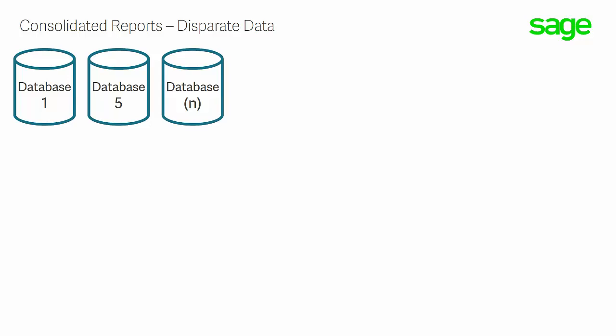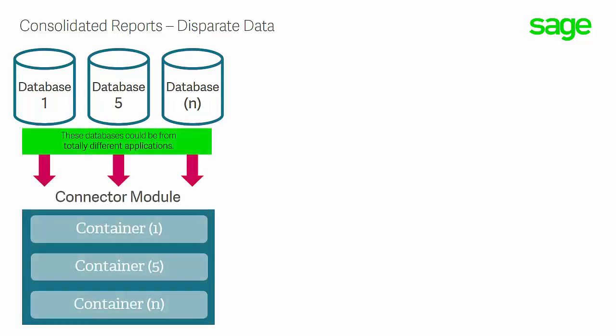Okay, so I'm running a Sage CRM system, a Sage 300 system, and an Access database. There's nothing even remotely similar through these database structures. So what I need to do, if I need to consolidate these, is an individual container that pulls from each of those databases. I've got database 1, database 5, and database N. This process can happen for multiple databases, as many databases as you want effectively. I need a specific container that will pull information from each of those databases. Yes, this does mean that I'm going to need 3 separate containers because the container lives inside the connection.